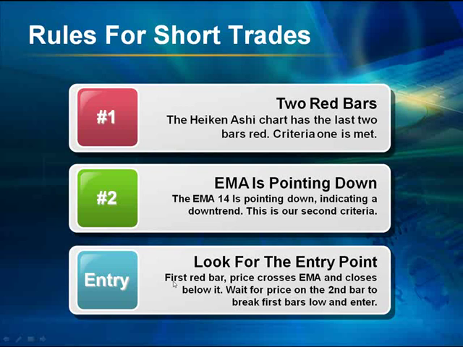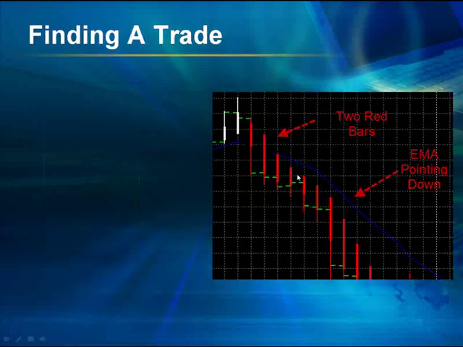To enter a trade with this system, we look at the first red bar. We need the price to cross over the EMA and close below it, so the price has to close below the EMA 14. And then we wait for the price on the second bar to break below the first bar's low, and then that's our entry point. And I'm going to show you this both on the charts and in examples as we're going through this. So if it's not clear yet, don't worry about it.